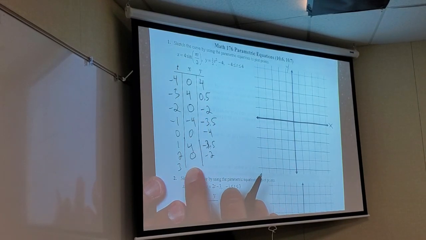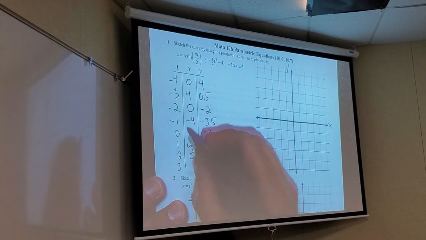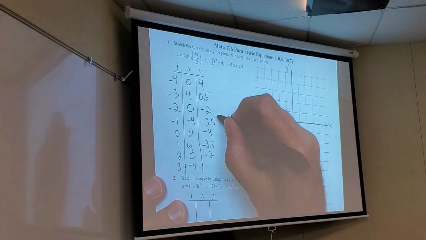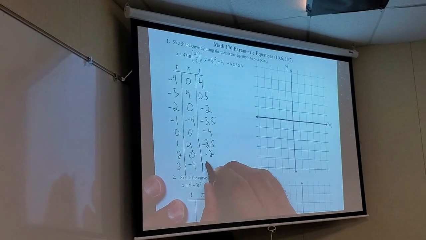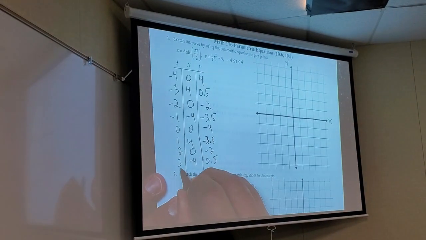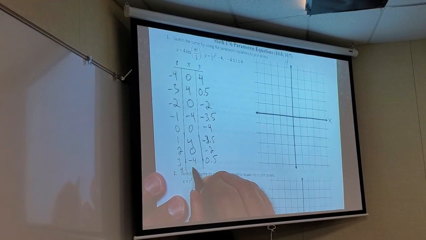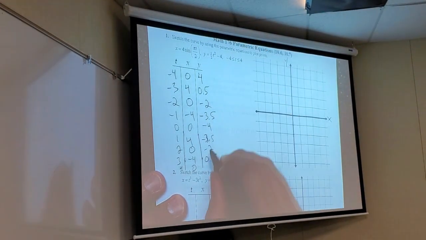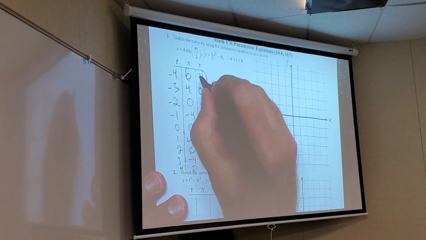Yeah. What's this going to be now? Follow the pattern. Negative 4. And what's this going to be now? Follow the pattern. 0.5. Positive 4. What's this going to be? Follow the pattern. 0. Follow the pattern. 4.